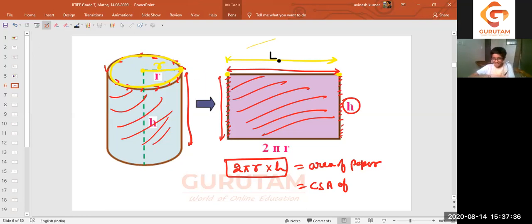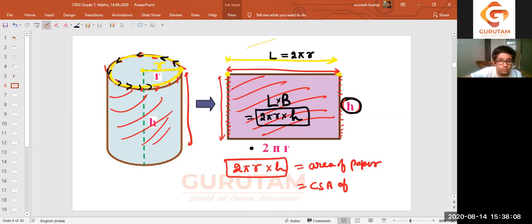So the length of the paper will be equal to the circumference of the circle. Am I right? Yeah. So that is why I am writing length is equal to 2 pi r. And height of the rectangular paper is the height of cylinder, correct? So I can write length into width. Length is nothing but 2 pi r and width is nothing but the height. So what area will I get? I will get the area 2 pi r h.